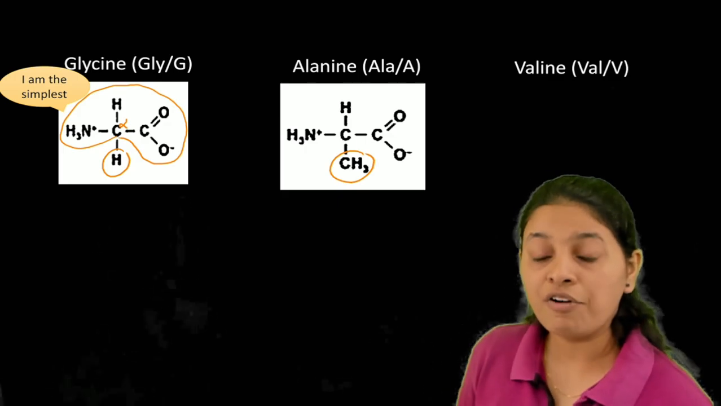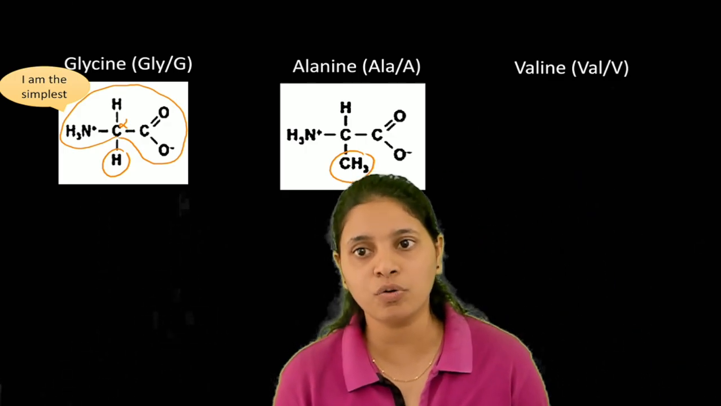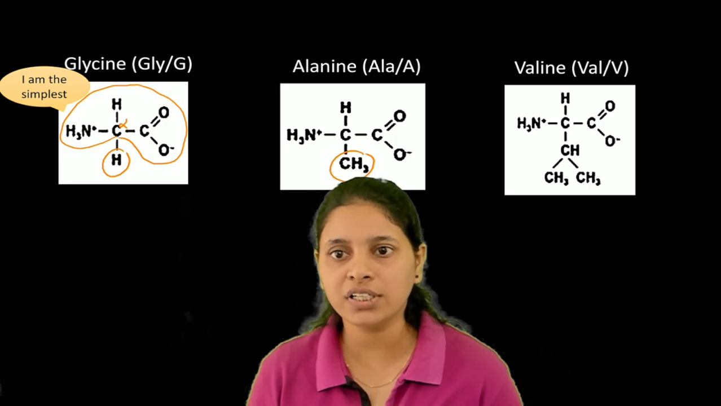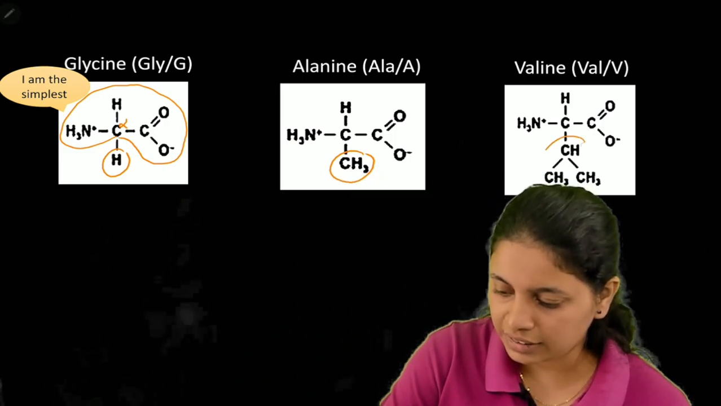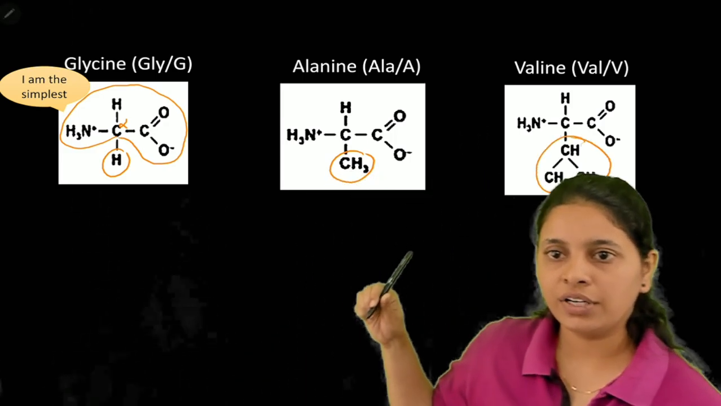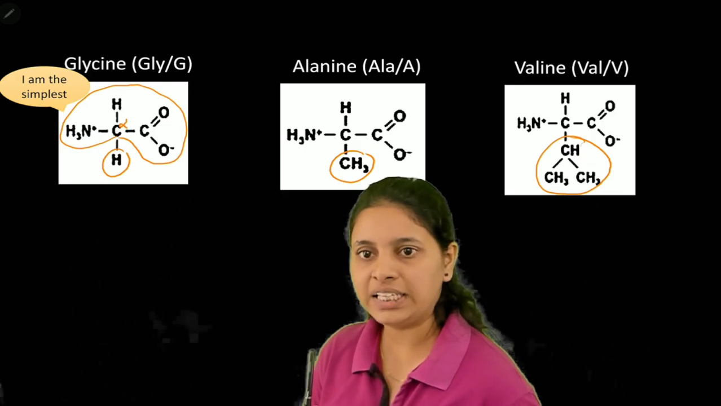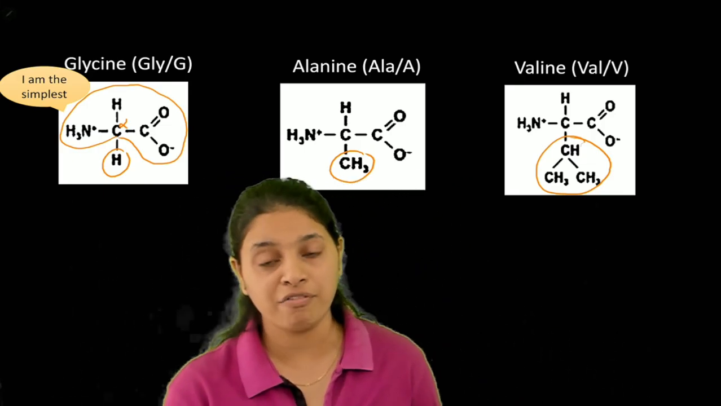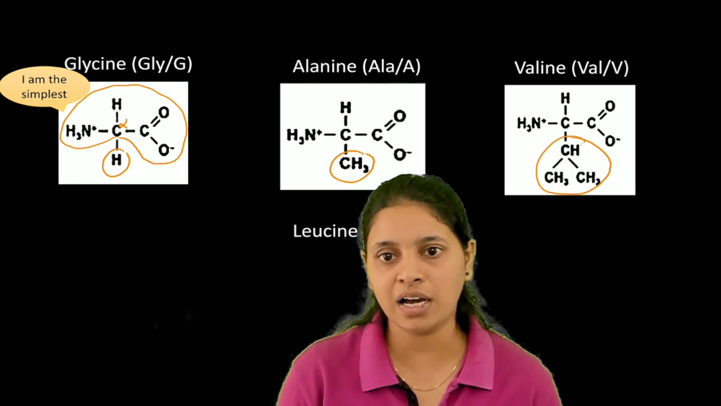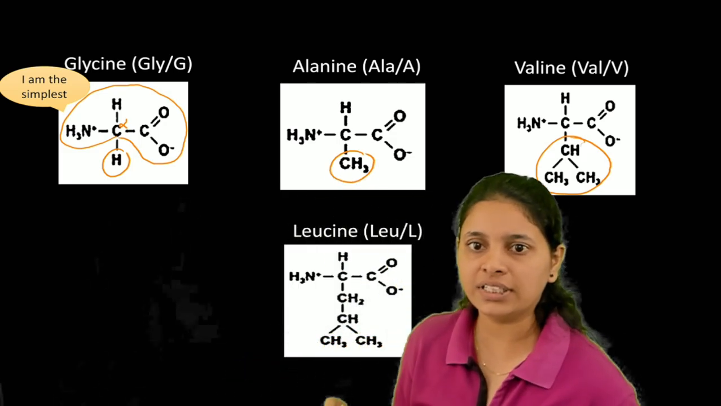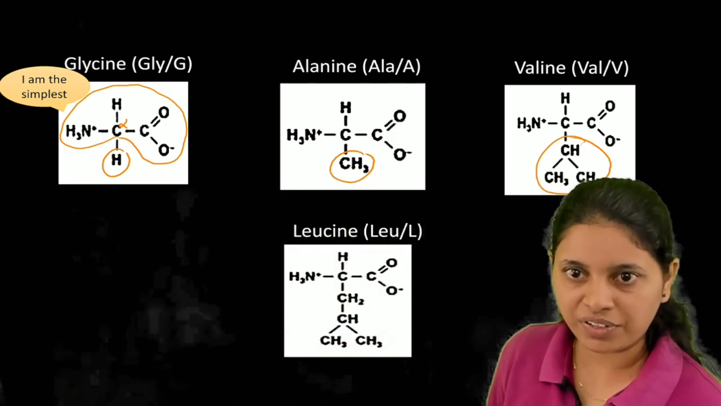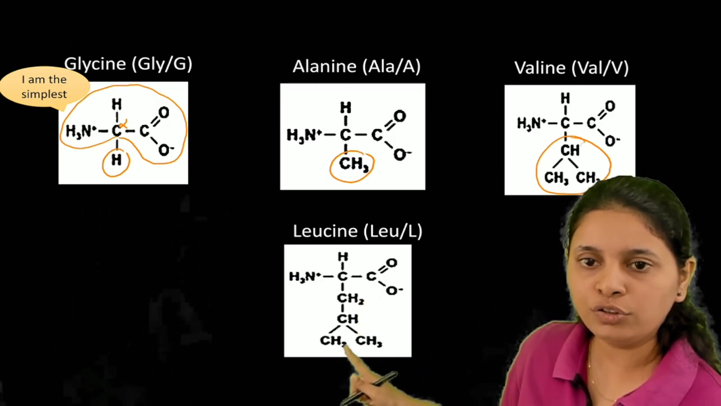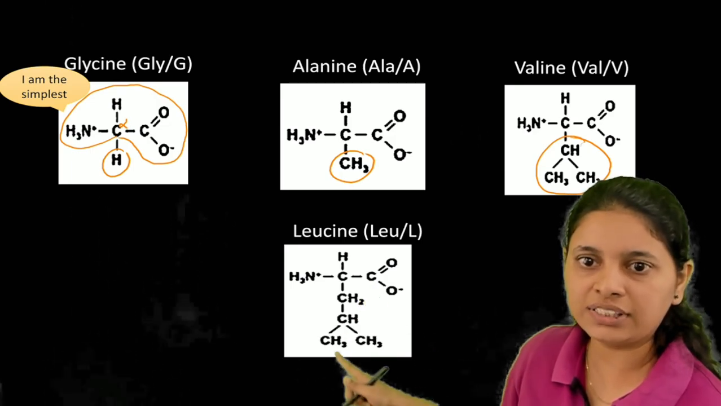The third, valine. See the 3-letter code, VAL and single letter V. See the structure, here we are having this as the R group. As you can see here, we have CH, then 2 methyl groups attached to it, right? This will be valine. Next, amino acid structure, as you can see here, leucine, right? Leucine is CH2, CH, and 2 methyl groups attached to this. This is the R group.